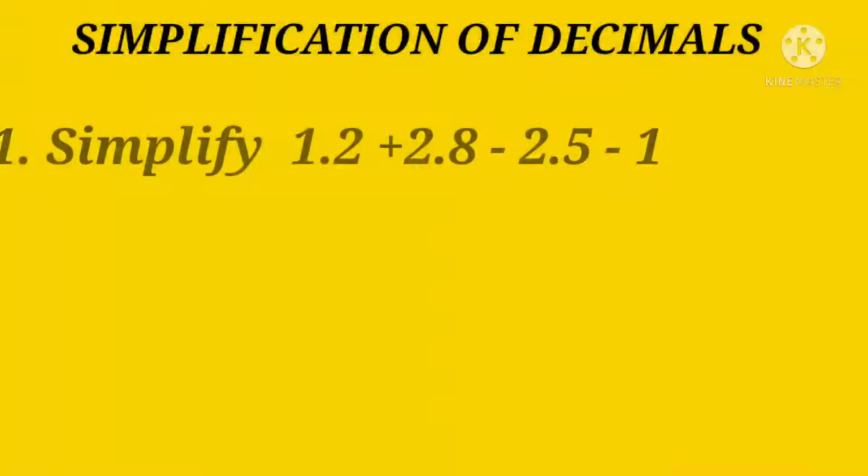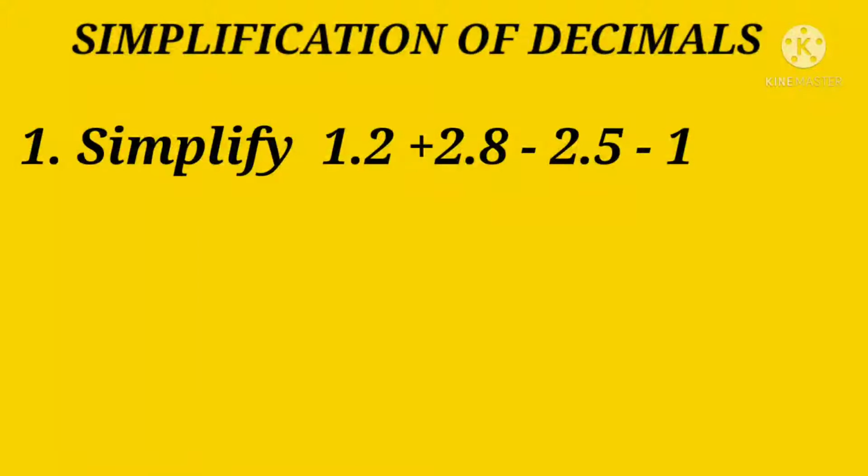First question is simplify 1.2 plus 2.8 minus 2.5 minus 1. Now, as we can see in this question, before 1.2 there is no sign. If there is no sign before the number, it means it is the sign of addition. We have already studied that like signs are added.